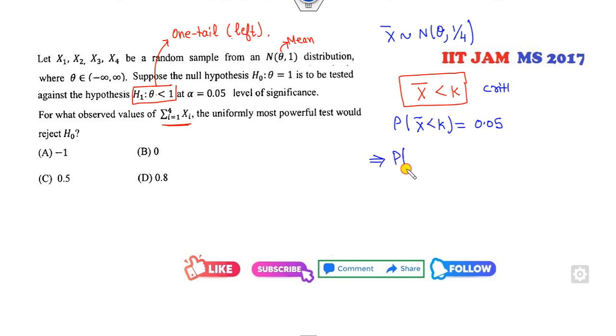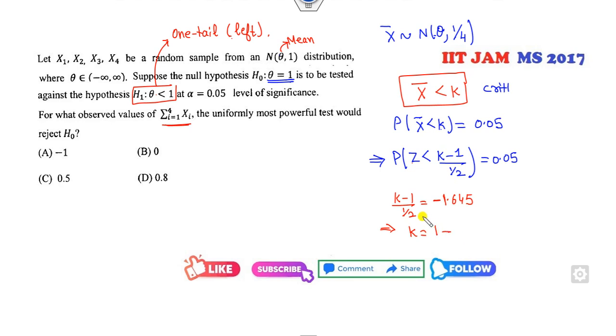So I can change into the z. It will be k minus theta, under the H naught is 1, so (k minus 1) over half. This is my 0.05. And we all know the probability in case of the z, when it will be less than this, is minus 1.645. Why negative? Because it's a left tail. So can you find the value of k?